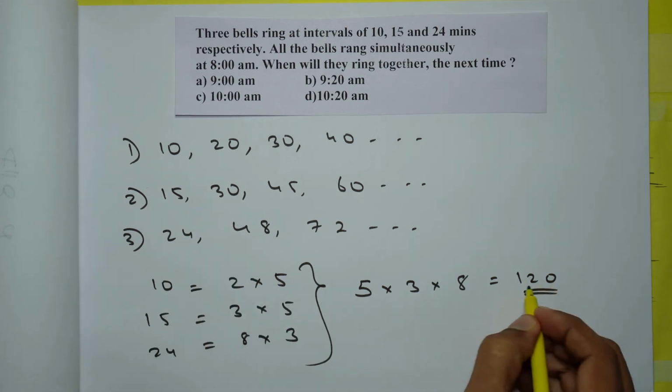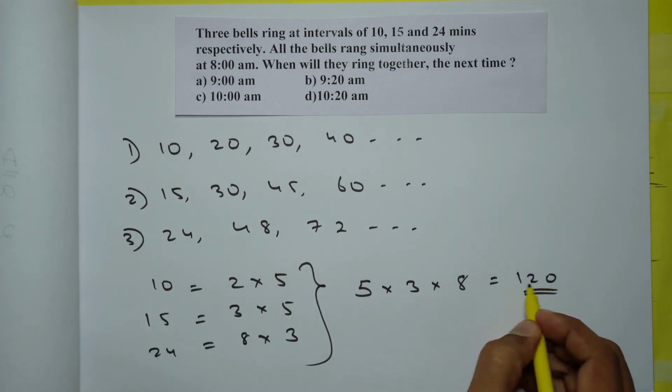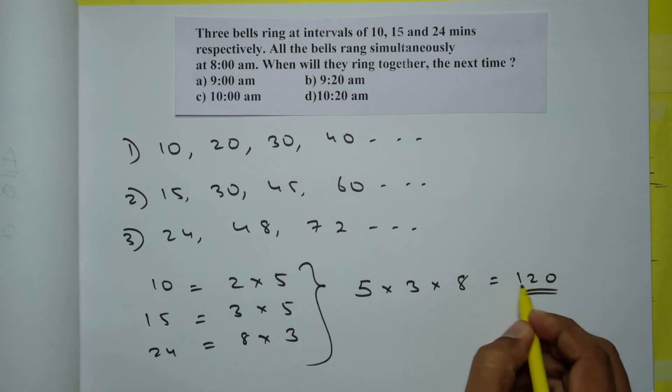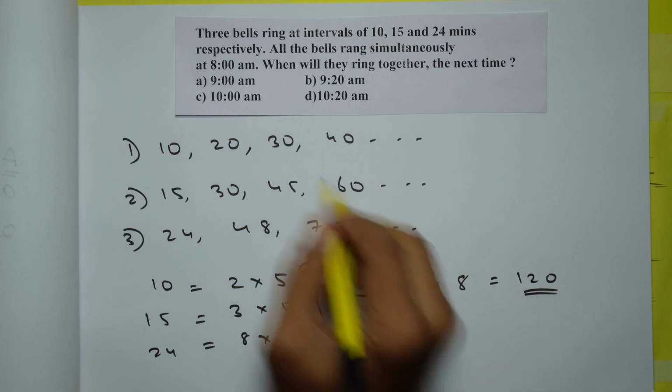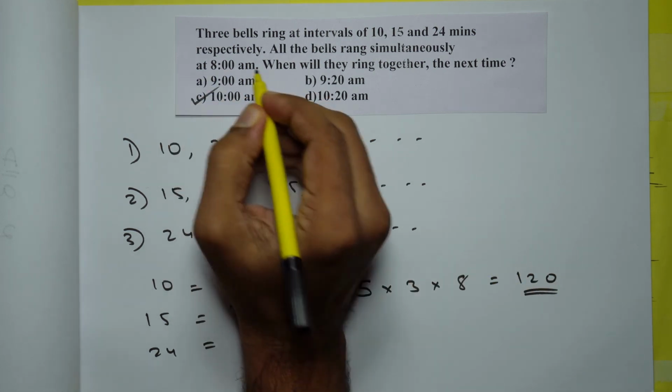That is, 120 is divisible by 10, 15 as well as 24. So at the end of 120 minutes, all three of them will ring again. 120 minutes is the same as 2 hours. So 2 hours after 8 am, they will all ring together at 10 am, option C.